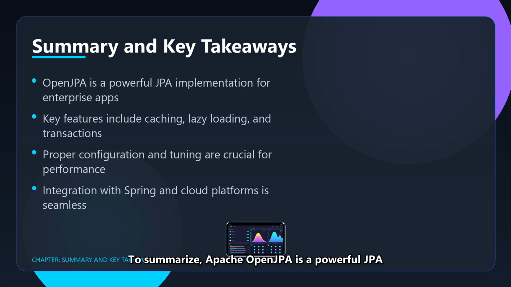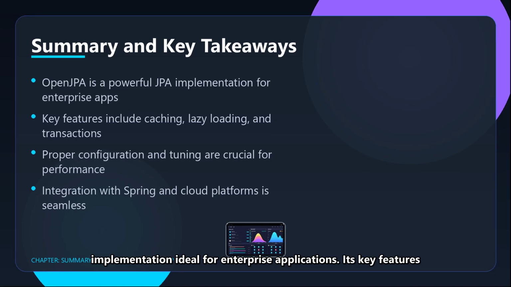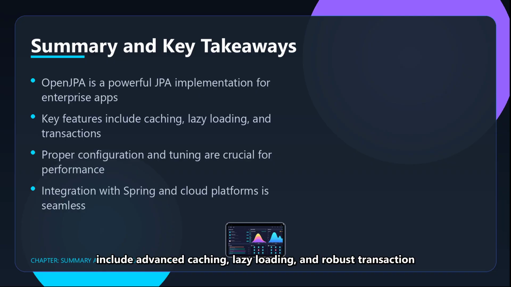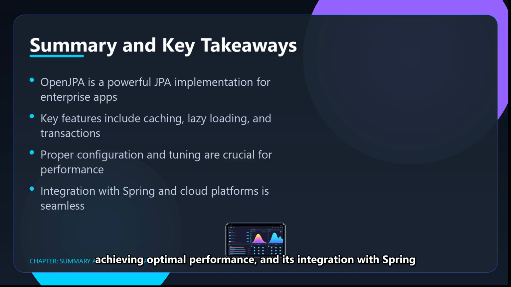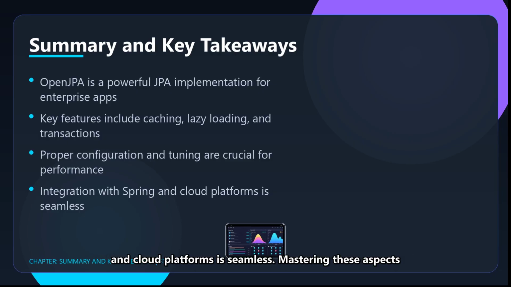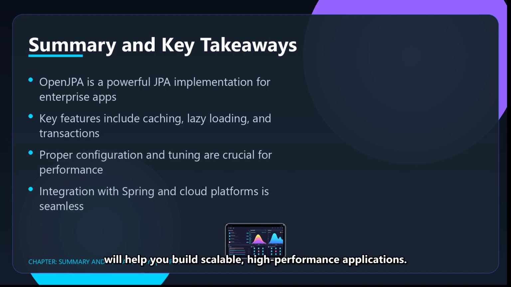To summarize, Apache OpenJPA is a powerful JPA implementation ideal for enterprise applications. Its key features include advanced caching, lazy loading, and robust transaction management. Proper configuration and tuning are crucial for achieving optimal performance, and its integration with Spring and cloud platforms is seamless. Mastering these aspects will help you build scalable, high-performance applications.